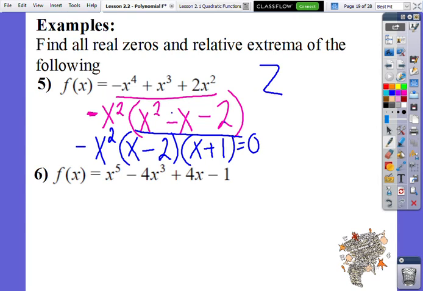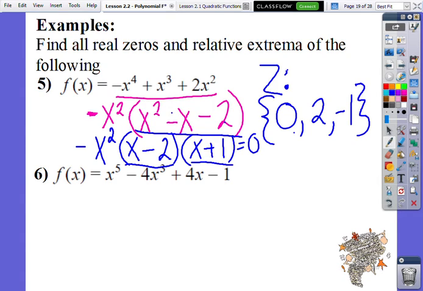Okay, so I'm going to put Z for zeros. I'm having a hard time writing with this. So my zeros would be 0, and then x minus 2 equals 0 would be 2, and then x plus 1 equals 0 would be negative 1. So my zeros would be 0, 2, and negative 1.